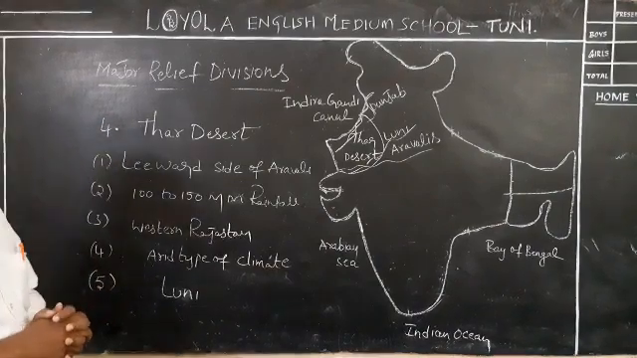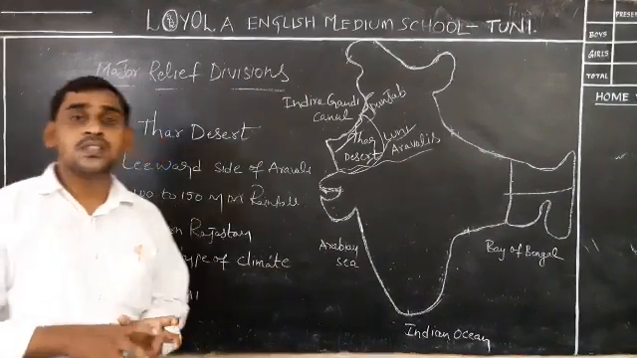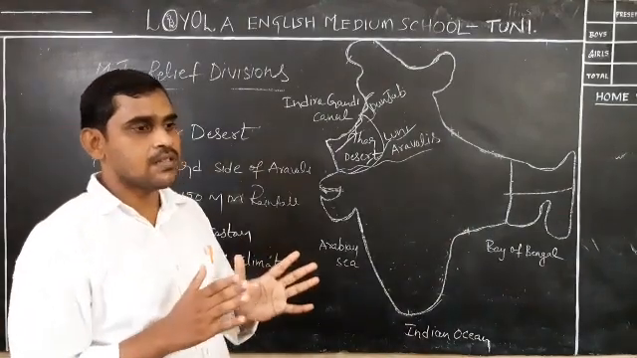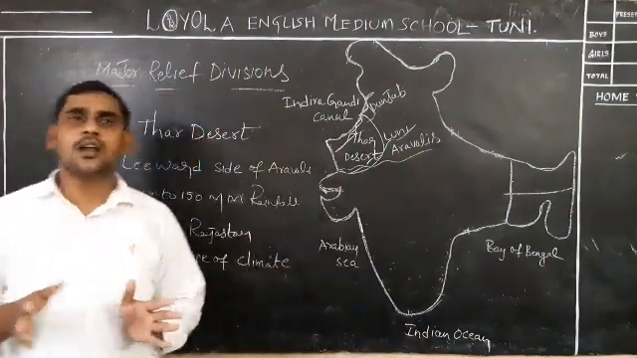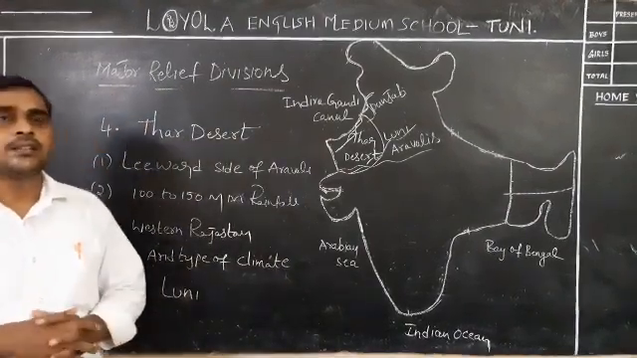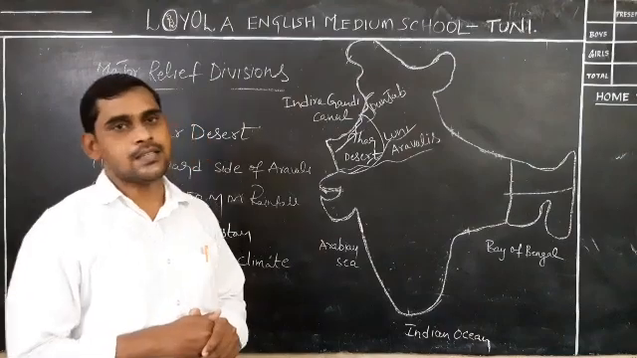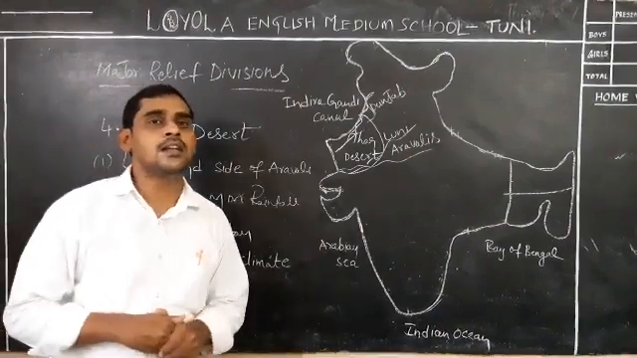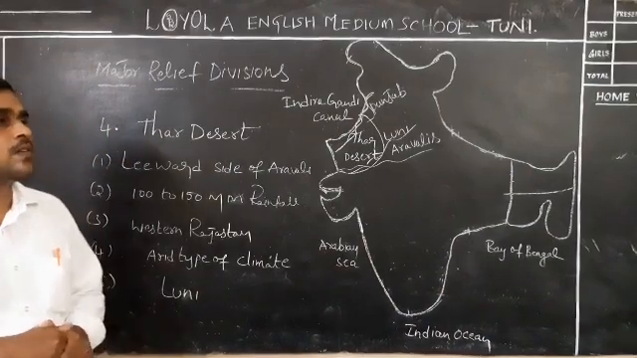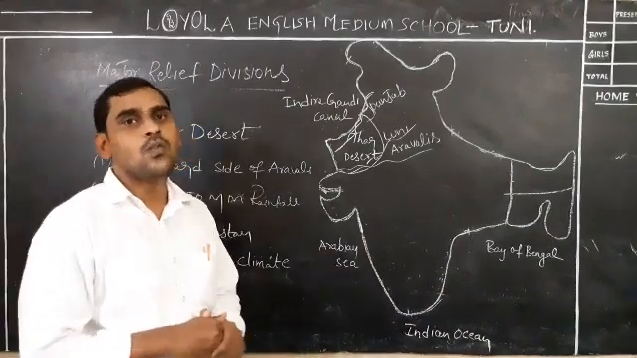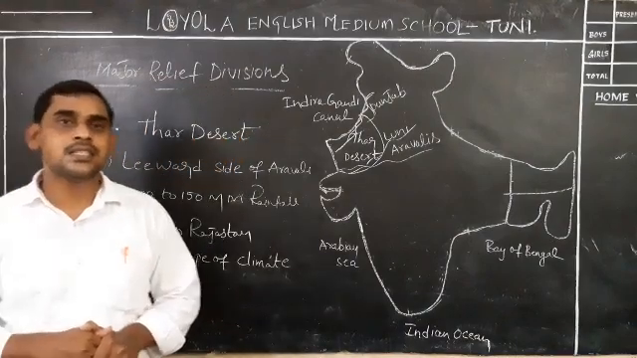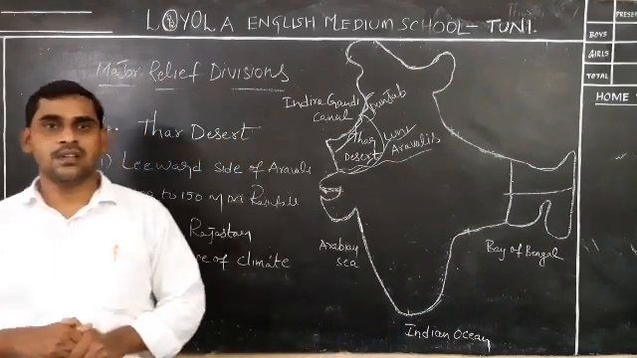Leeward side means actually the place which receives less rainfall. So when a place receives less rainfall, automatically in the Thar Desert, how is the rainfall? The rainfall is very less. According to that, how much rainfall does the place receive yearly? 100 to 150 millimeters of rainfall. This is received per year.